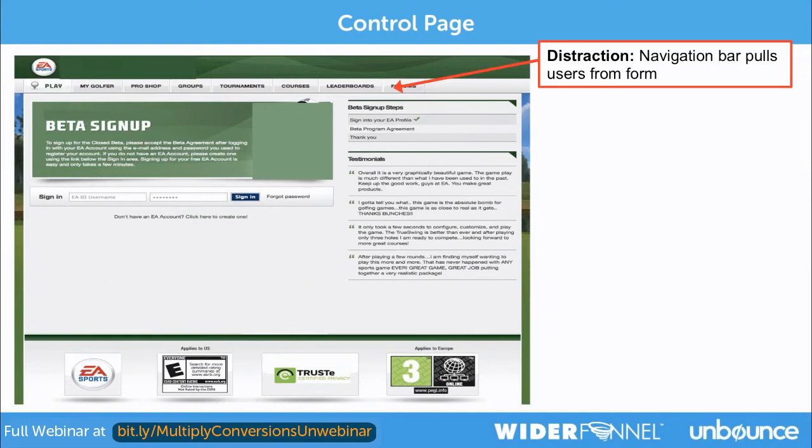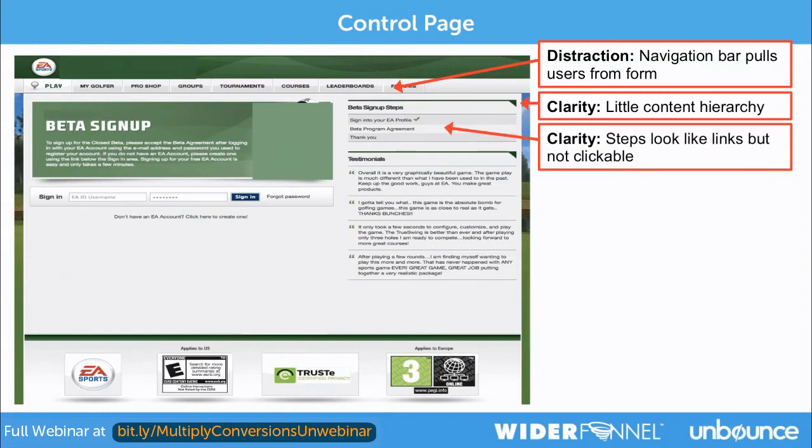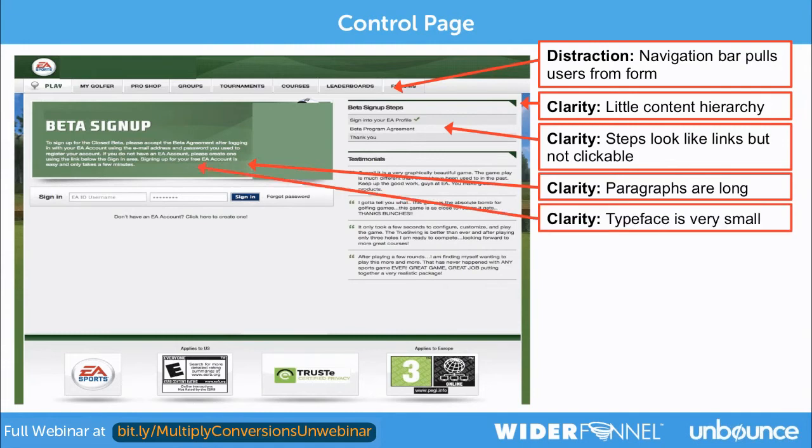So the first one is a distraction point, right? There's navigation throughout the conversion funnel. Once they're in the conversion funnel, we don't need the navigation, so that pulls users away from the form. There's little content hierarchy, right? The layout is a bit of a mishmash to try and figure out where you should focus your eye. These steps on the right look like links, but they're not clickable. Paragraphs are long, and if you've got paragraphs of more than 3 lines on your landing pages, people are not going to read them. Nobody likes to read online, so you want to keep that focused.